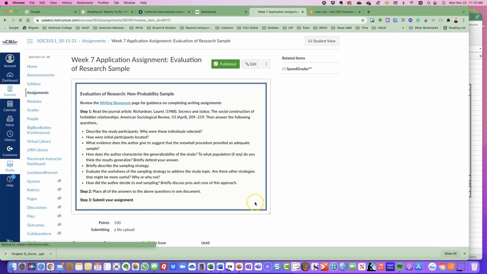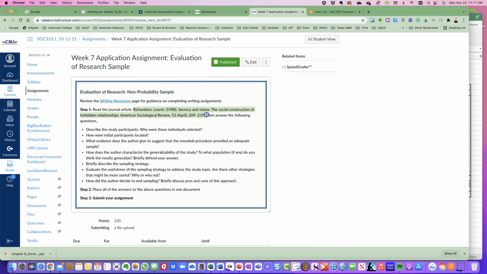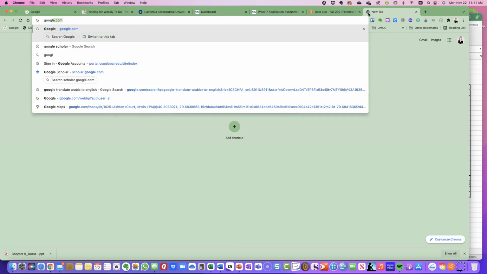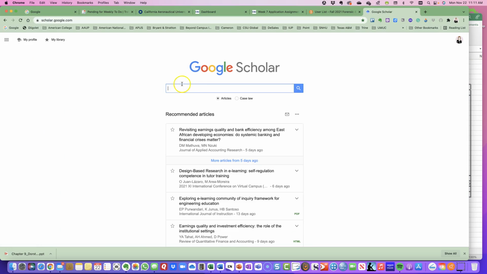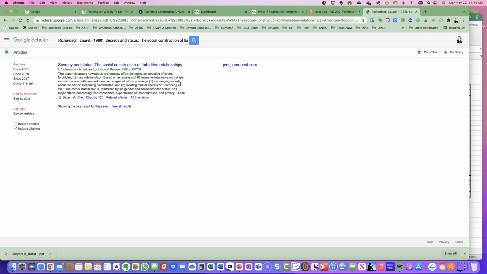And then we have our application assignment where we're actually evaluating a research sample. So you're going to read this journal article, Secrecy and Status, the Social Construction of Forbidden Relationships, and you're going to answer these questions. So you could get that study from our library, and you can possibly even copy and paste it. Let's see if we copy and paste that and see if Google Scholar will get us somewhere. So I just went in and looked for Google Scholar, and then I am going to search for that. And here you see it right away.